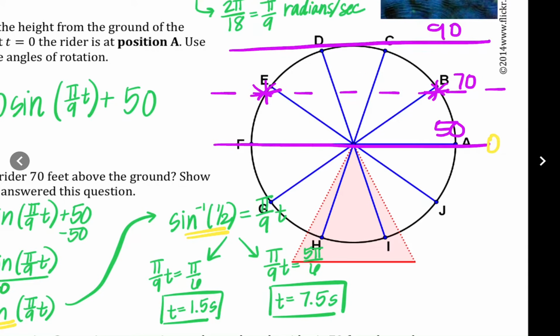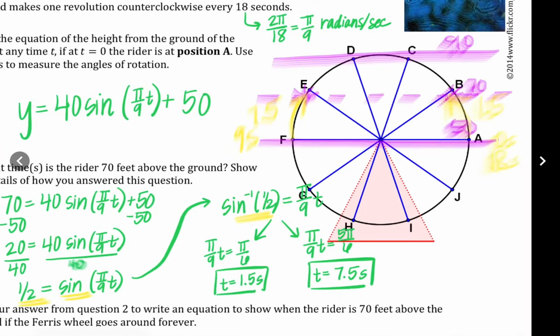Let's go back to our diagram. This is 0 seconds. A full rotation is 18 seconds. So that means our half rotation here is 9 seconds. Does it make sense that this right here is 1.5 and this right here is 7.5? Yeah, I think that works out quite nicely. That matches up with what we see already. So let's ask a trickier question.